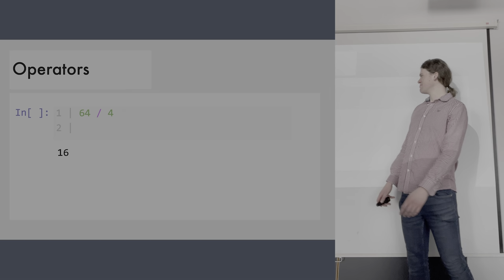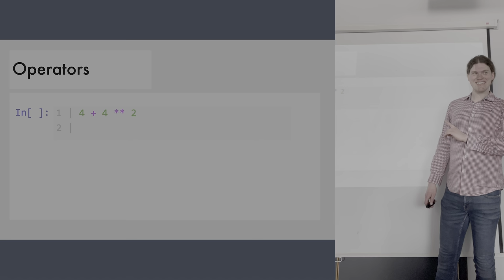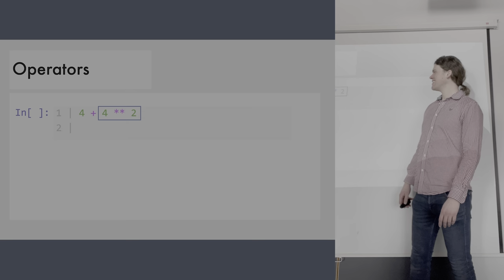How about this one? Which one of these comes first? Think about what we just said. Which one of the two are we going to do? Are we going to add 4 with 4 first, or are we going to do 4 squared first? 4 squared. We are, yes. 4 squared, 4 times 4, 16. There we go. Plus 4 gives us 20.